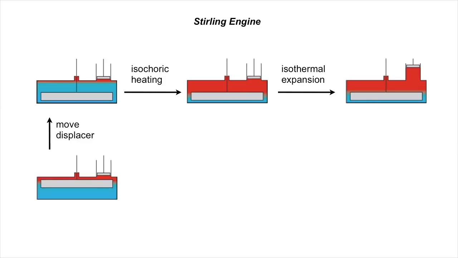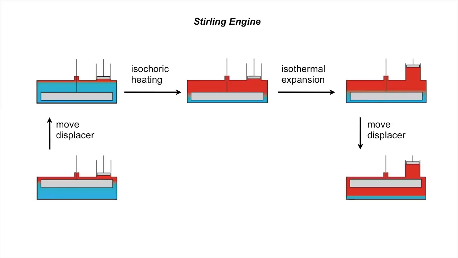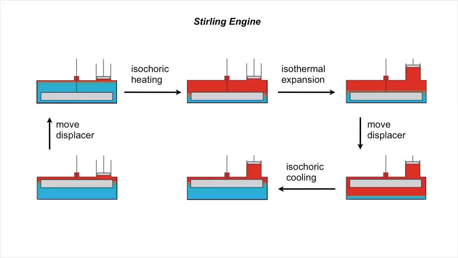Finally, the gas reaches its maximum volume and temperature, at which point the displacer sweeps the gas back over to the cold side of the container. The gas then cools approximately isochorically, and then approximately isothermally, until it reaches its original state.